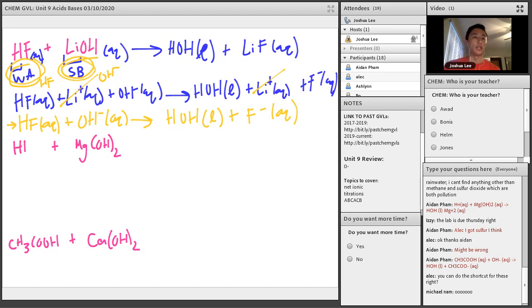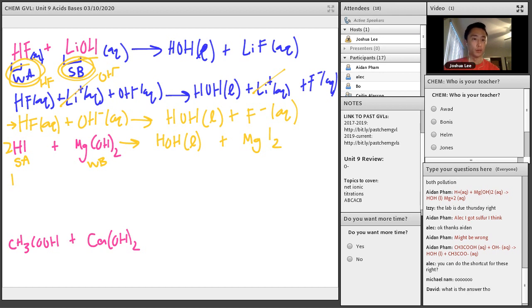So next one, HI, we know is a strong acid. And we know magnesium hydroxide is a weak base. But if we do it the long way, you double displace. So that it's going to be HOH liquid plus MgI2. Then we have to balance. We need 2 of these. That's 4 and 2. So we need 2 of these.